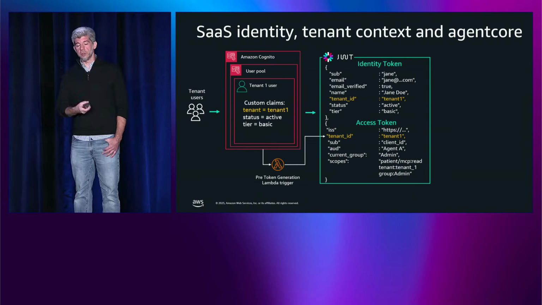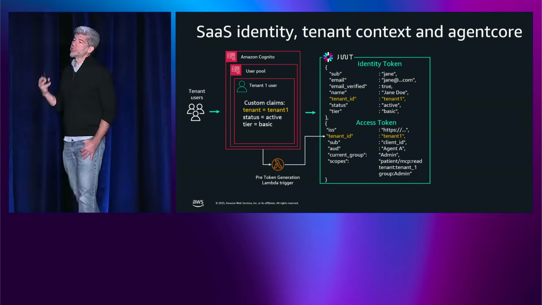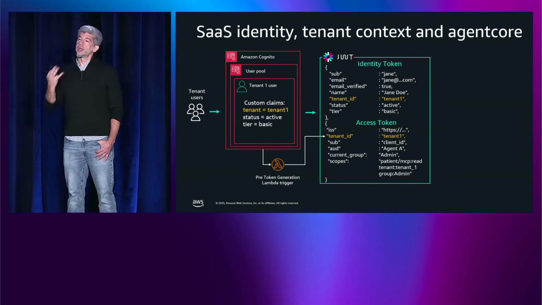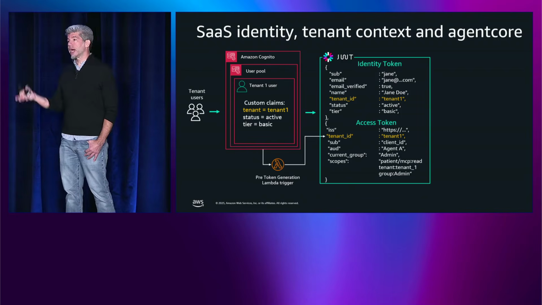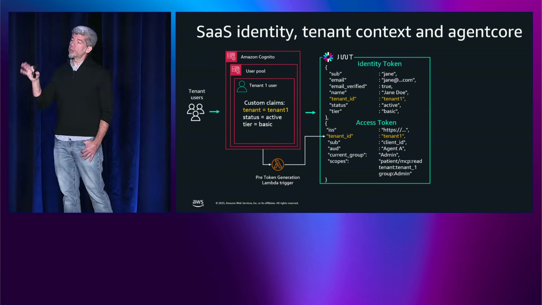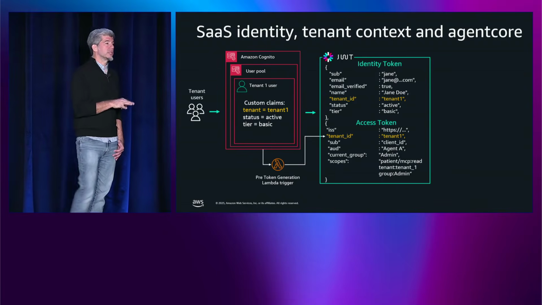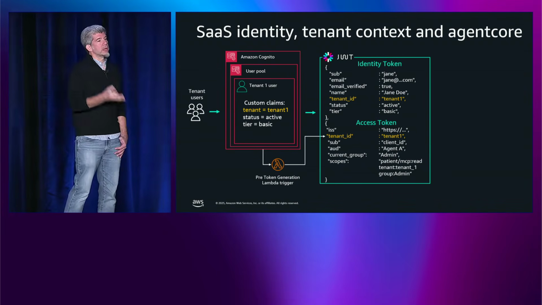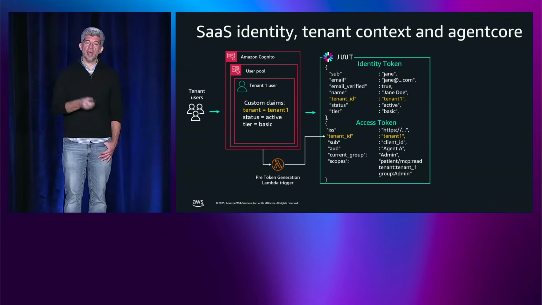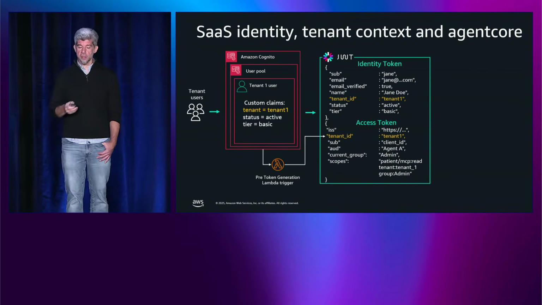One strategy we can use is to use a pre-token generation Lambda trigger. That can take all of those custom claims and copy them into the access token, which can be convenient when you're passing it around. And you're going to see Ujwal talk about how that access token is passed around and reused at different layers of AgentCore. So Ujwal, could you walk us through what that looks like in AgentCore with the identity?